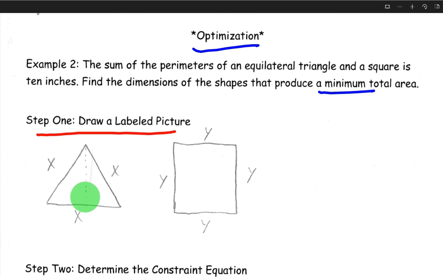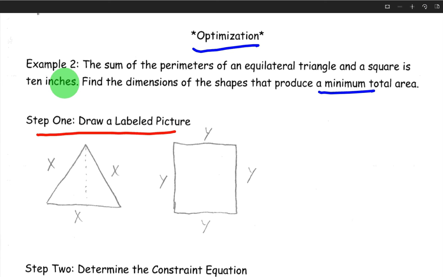You can draw this dotted line for the height if you want. And then for the square, all the sides are equal, but it might not be the same side length as the equilateral, so we're going to call the side lengths y. Now, that's all we really have to go by right now as far as a picture is concerned.